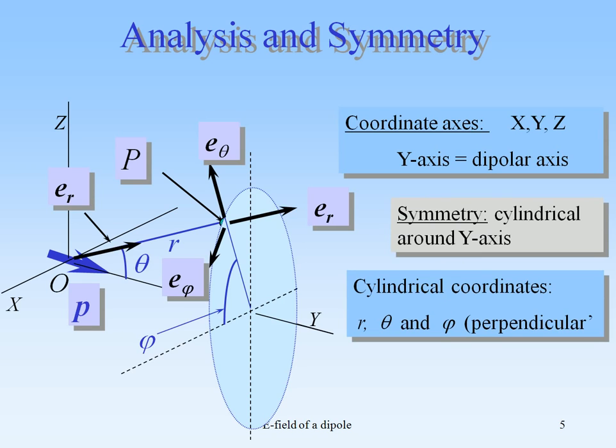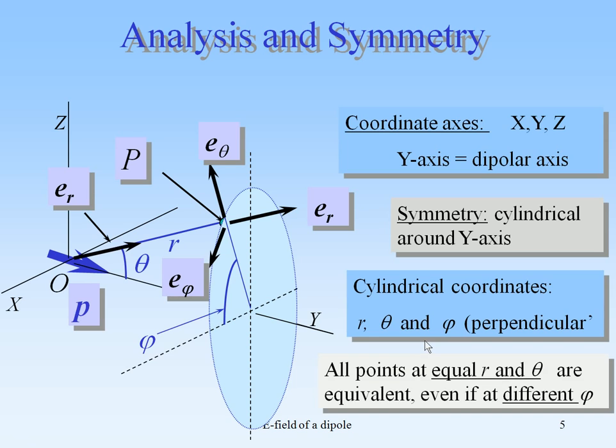We define cylindrical coordinates r, E_r, E theta, from the angle theta here, and E phi, and that's the angle phi here. All points at equal r and theta are equivalent. All points at equal r and theta means on the edge of the circle, even if they are at different phi's.